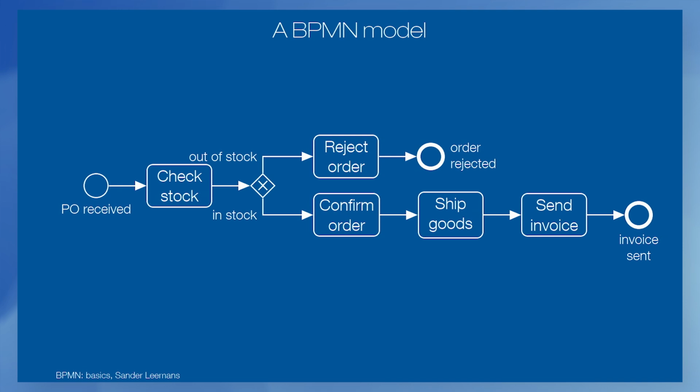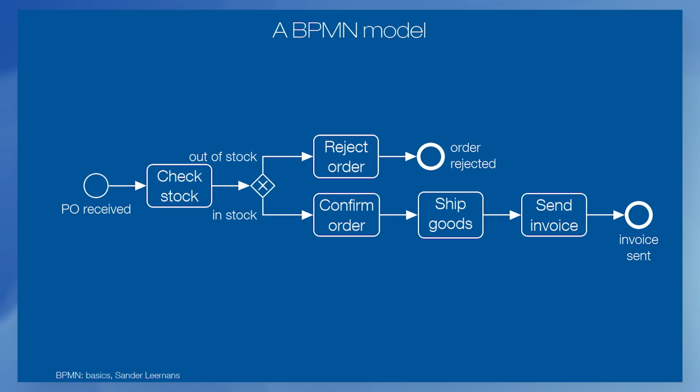This is a BPMN model. On the left side, we have a start event. On the right side, we have two end events. And in the middle, we have sequence flows connecting the tasks. In the middle of the process is a gateway. This process model has a particular meaning, so we can interpret it. We can use it to communicate with other people in the organization what is to be done in this process, which steps are to be taken, and we can use this to implement systems that support it.